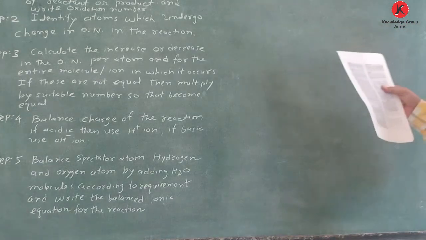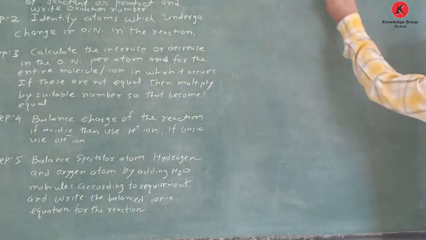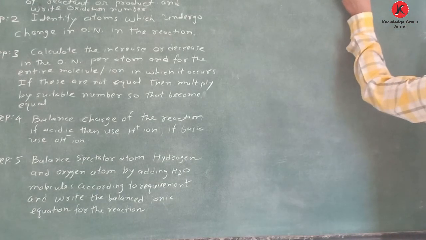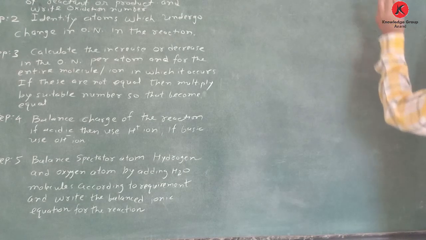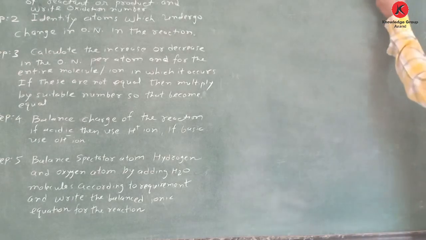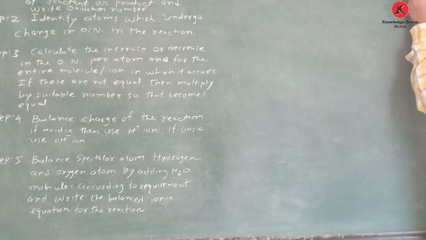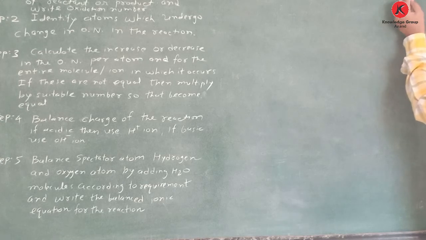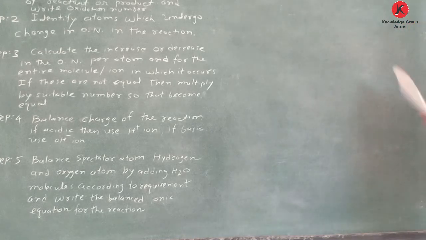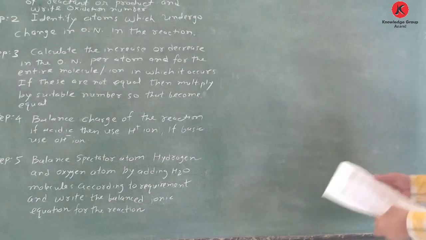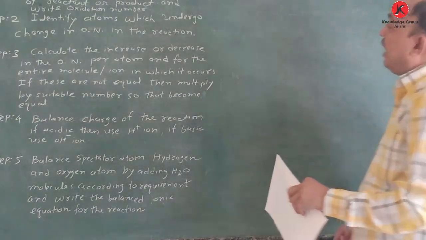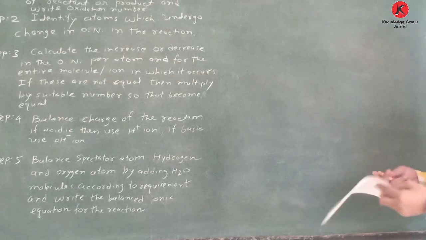It gives, which product is this? MnO2, manganese dioxide, plus BrO3 minus 1 aqueous. Check that the formula is correct. For the correct formula of each reactant and product, write the oxidation number.